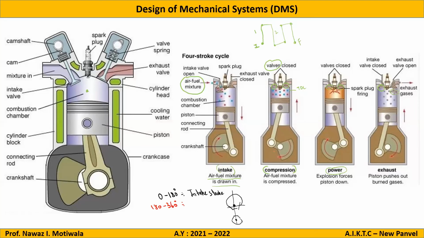Again, you can observe in the second diagram, when it turns from here to here, the angle will be 360 degrees. So I will write compression. Then if it rotates by another 180 degrees, from 360 to how much? 540. It will be the power stroke. And when it turns from 540 to 720, it will be the exhaust stroke.